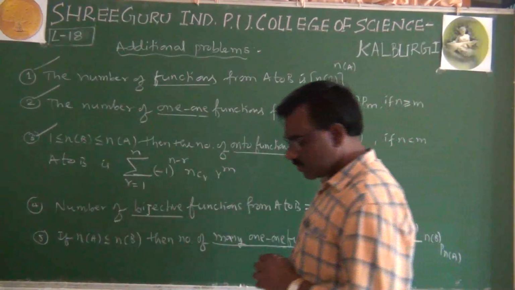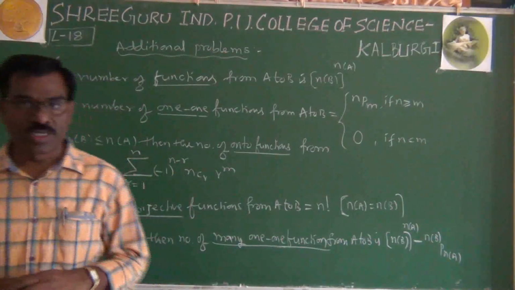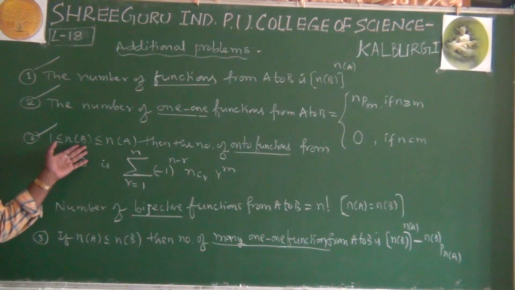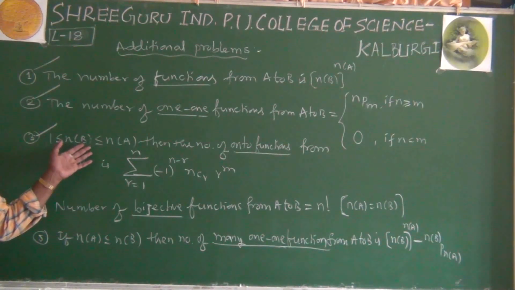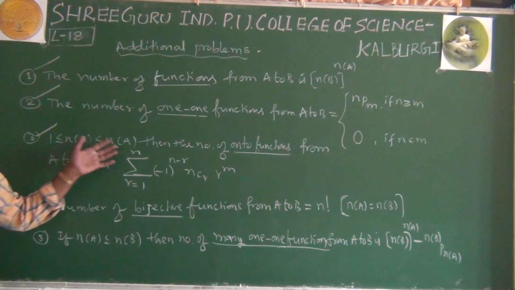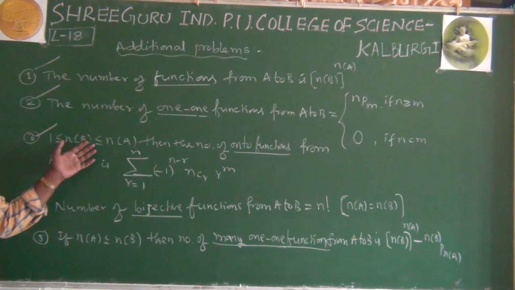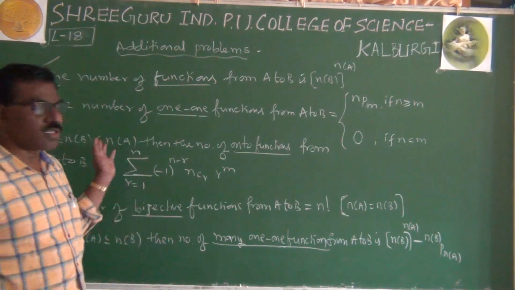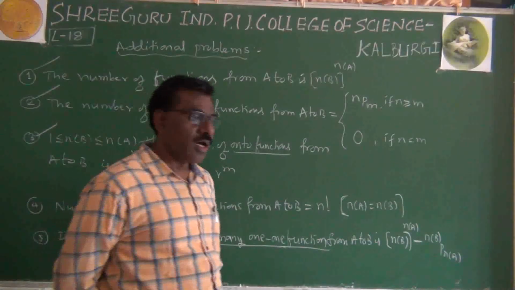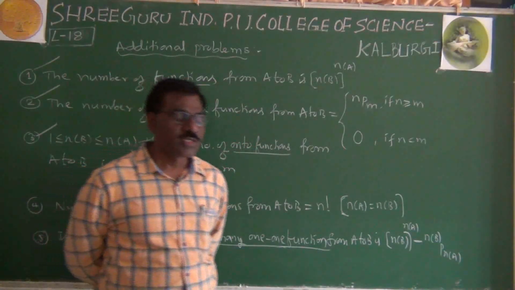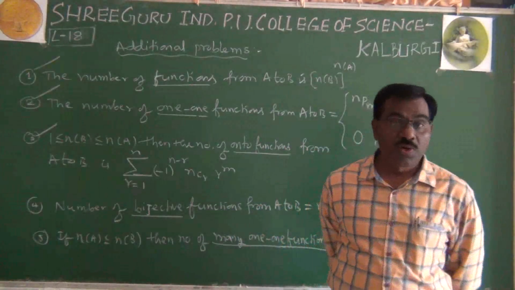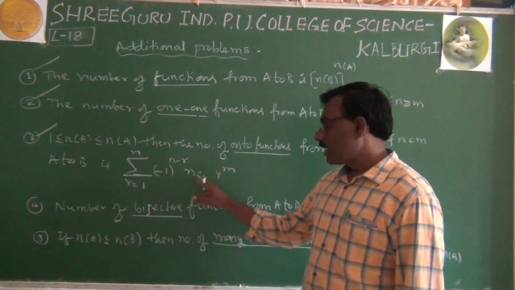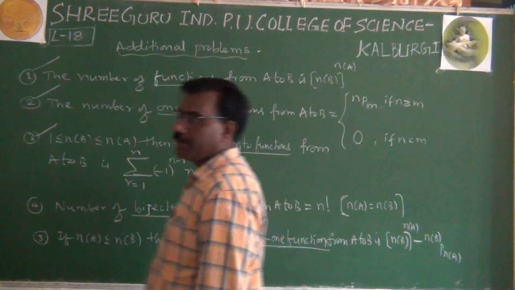What is the number of onto functions from set A to set B? The condition is n of B less than n of A, that is n less than m, where the number of elements of set B is smaller than the number of elements of set A. In this condition, the number of onto functions from set A to set B is the summation, r equal to 1 to n, of minus 1 to the power n minus r, nCr, r raised to m.